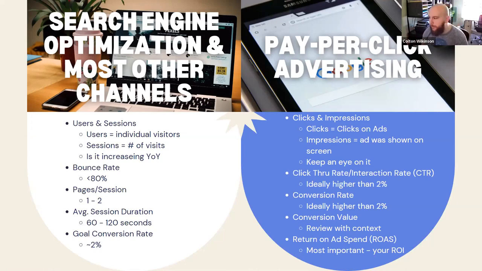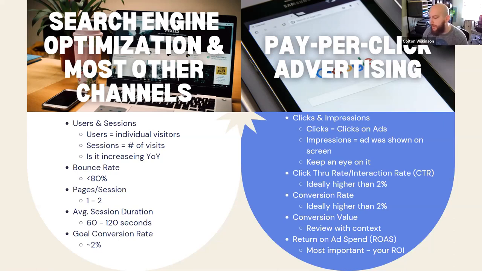Next thing is click-through rate or interaction rate, abbreviated as CTR. Ideally, your interaction or click-through rate is going to be higher than 2%. That just means that, of the amount of impressions you receive, at least 2% of those people are clicking on the ad or interacting with the ad in some way.